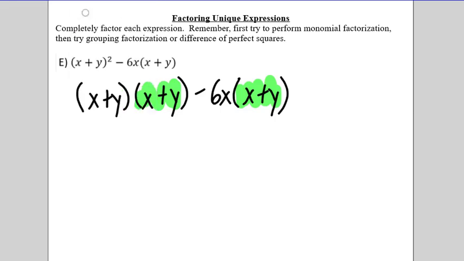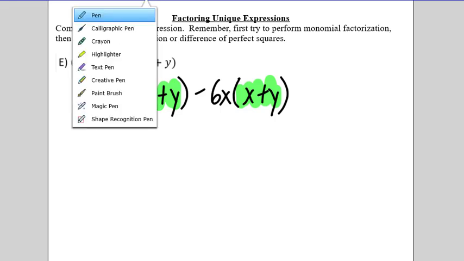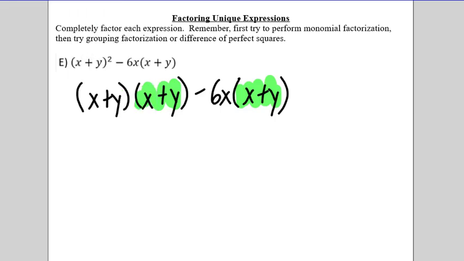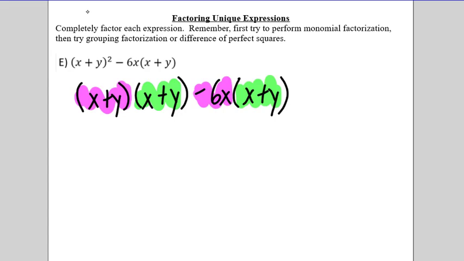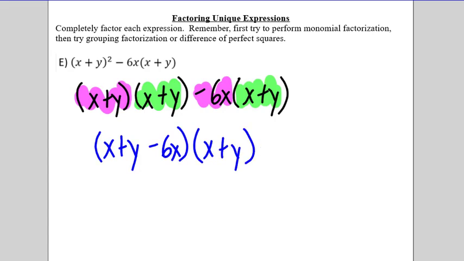And I'm going to follow the same things I've been doing, which is that I'm going to take my other terms and combine them into a single set, and then I have my x plus y term. So what that means is I have x plus y minus 6x. That's my outside terms, and then the x plus y, because that's the shared term.